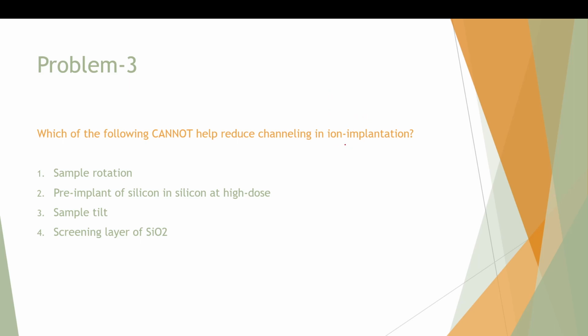So, yeah, we remember ion implantation. In ion implantation, the ions sometimes, or a lot of times, enter a channel, and because of that we see the deposition profiles have tails like that, right? So if this is a thickness, then the concentration of the ions will not be a perfect Gaussian, it will have a tail. So which of the following cannot help reduce channeling?